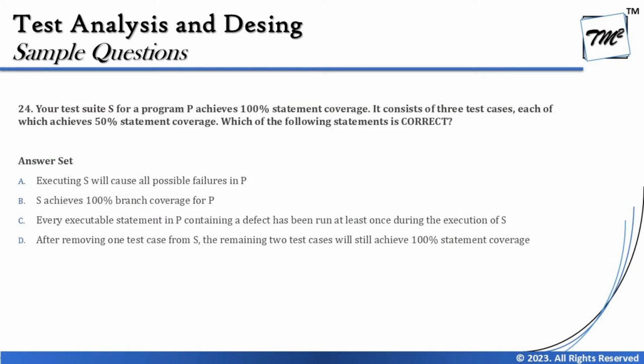So the question here once again is which of the following statements is correct? And for that, all we have to do is start reading the options. Option A says executing S will cause all possible failures in P. That's a tricky statement in multiple ways. As long as you have an equation given to you, you can make a judgment on that.